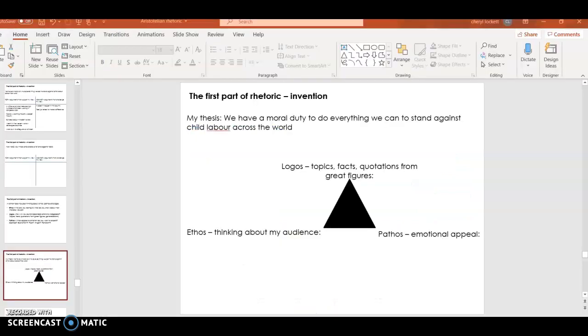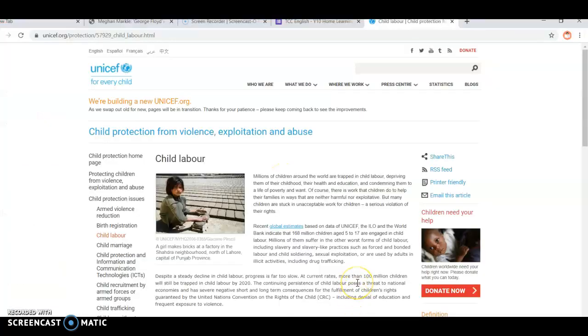So I can go back to my plan and I can make a note of that. Under the logos section, I can put 168 million children in child labour. Now, you could write more extensive notes. I'm just trying to show you the process. And I can just read through that.